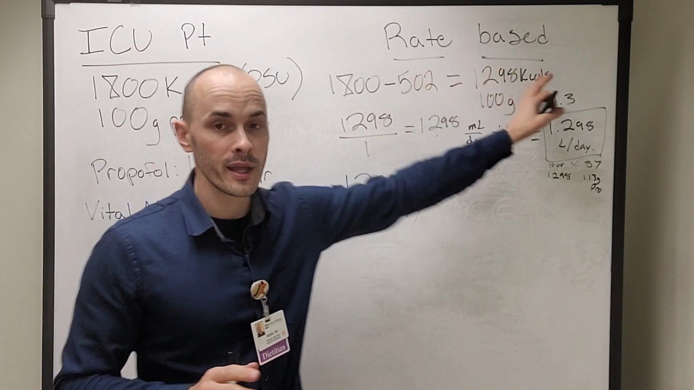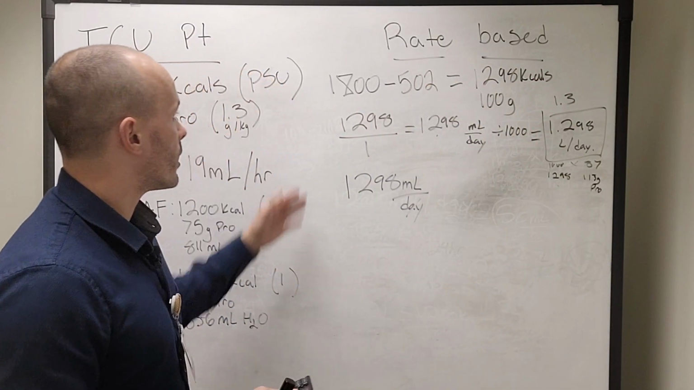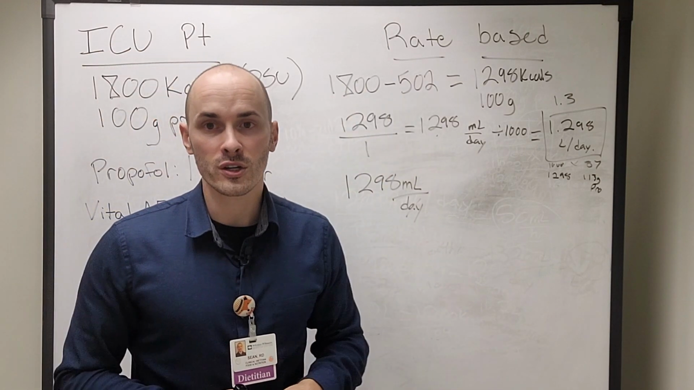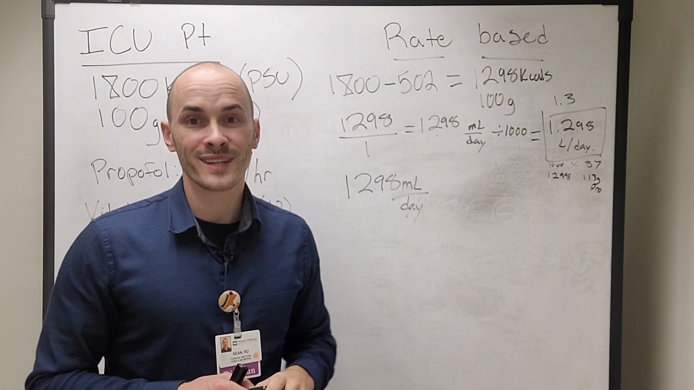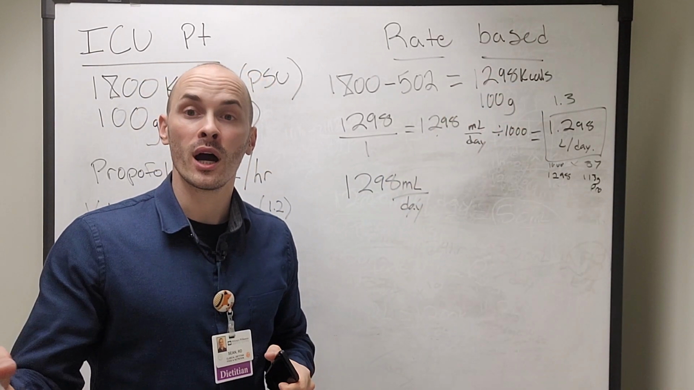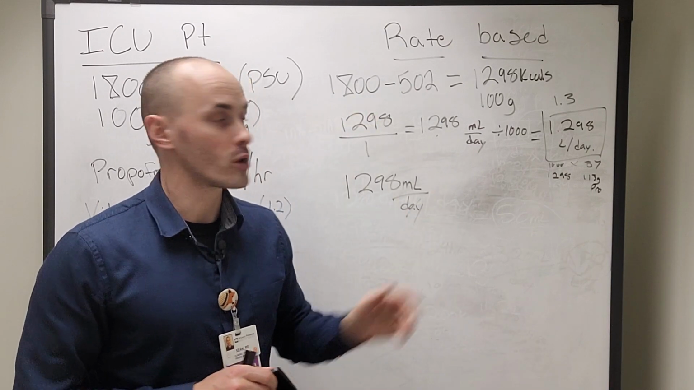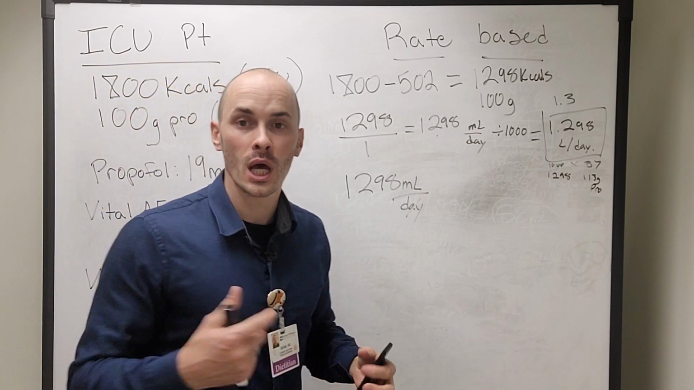So let's go ahead and do the volume-based tube feeding. So we know that the patient needs 1,800 calories. We know that they're getting 502 calories from lipids, which gives them a remaining 1,298 calories that need to be made up through nutrition support. Propofol does not provide any protein, so they still need their full protein provision, which we decided was 100 grams per day.